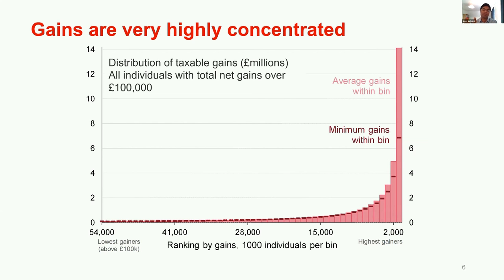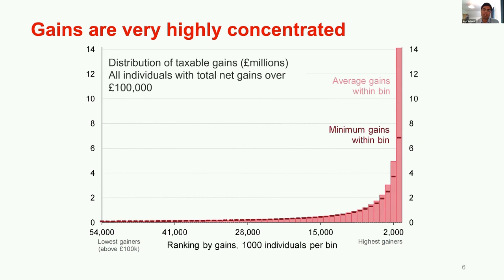Those top 5 bars, which are the top 5,000 people, or the top 0.01% of the population, get more than half of all taxable gains in the economy. To give you some context, the 0.01% take home about 2% of all taxable income. One might think that's relatively concentrated: they're 0.01% of the population, getting 2% of income. But they're getting 54% of all taxable gains. So this is an important issue for us to be thinking about.